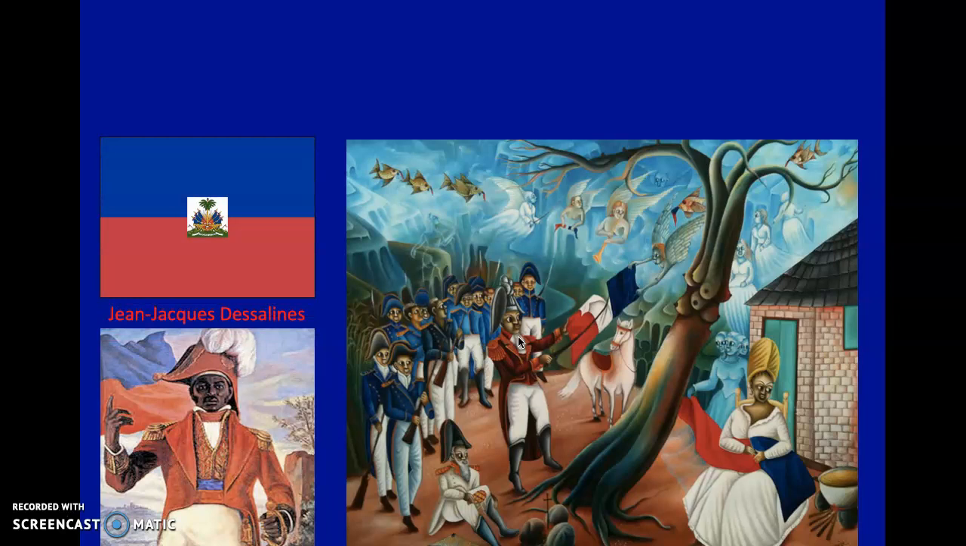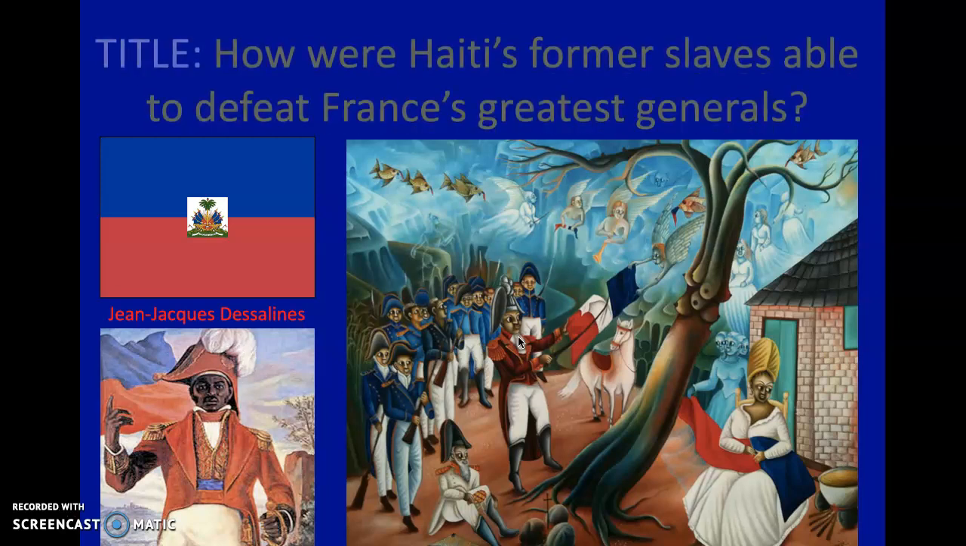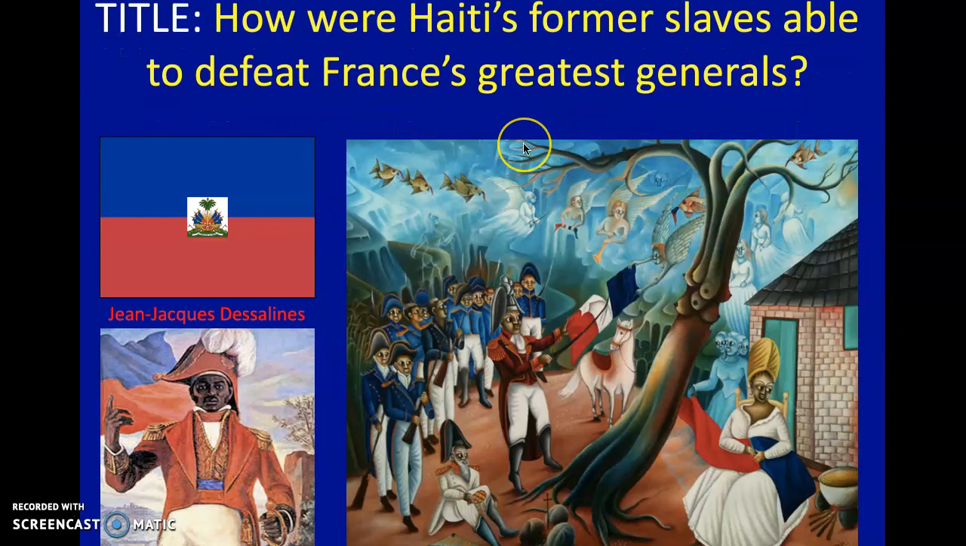So from this point onwards, I'm not going to refer to Saint-Domingue as Saint-Domingue. I'm going to refer to it as Haiti because this is the moment of their independence. And the title for this lesson is How Were Haiti's Former Slaves Able to Defeat France's Greatest Generals? All right. So this painting, as you can see here, shows Dessalines with his soldiers in the background. One of the older commanders sat on the floor there. You can see he's been through the whole wars.